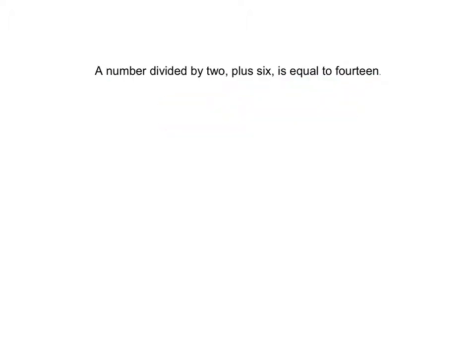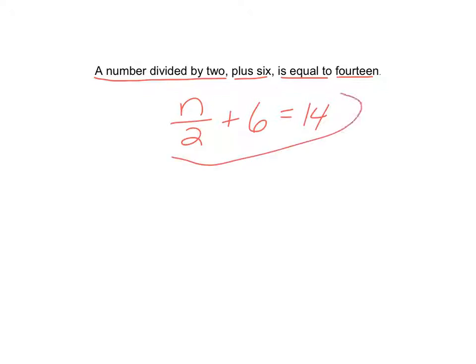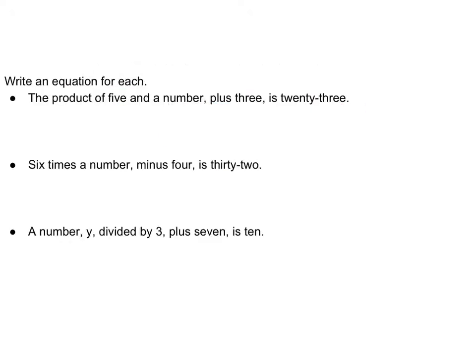Our next example, a number divided by 2 plus 6 is equal to 14. A number divided by 2, so n divided by 2. Then we have plus 6, so n divided by 2 plus 6 is equal to, equals, and then 14. So for our equation, we would say n divided by 2 plus 6 equals 14. There is our answer. Go ahead and pause the video and write an equation for all three of these, and then hit play and see how you did.